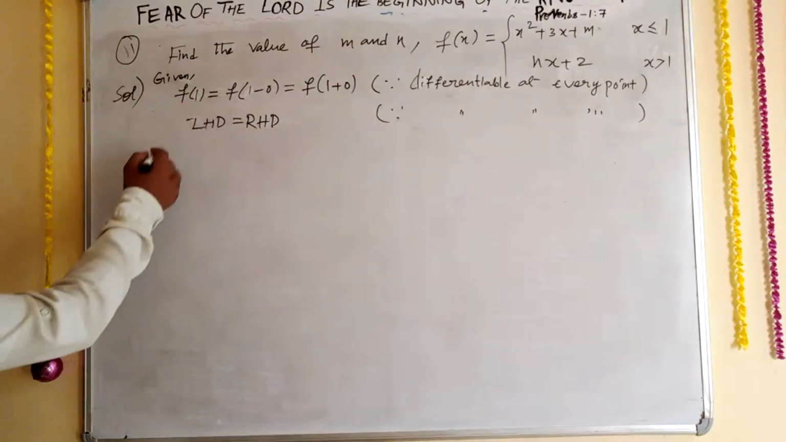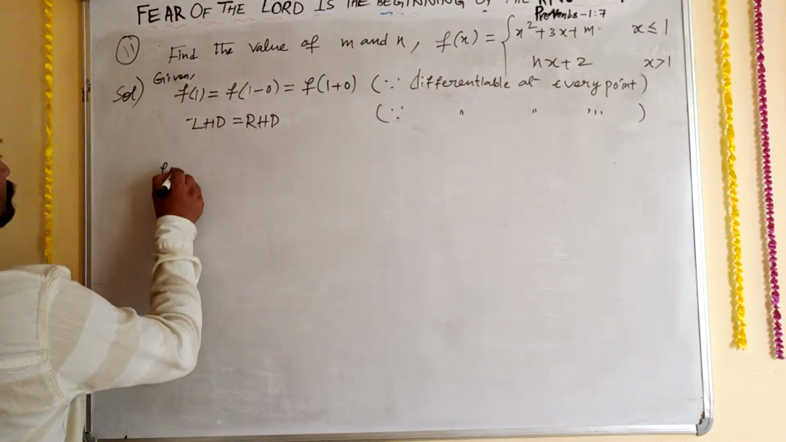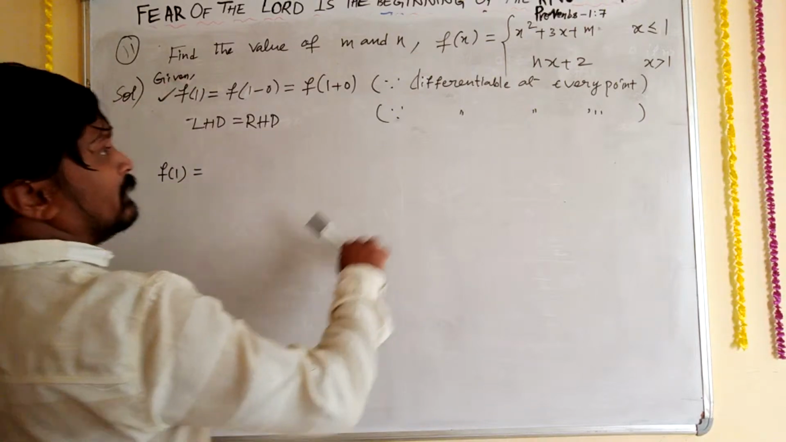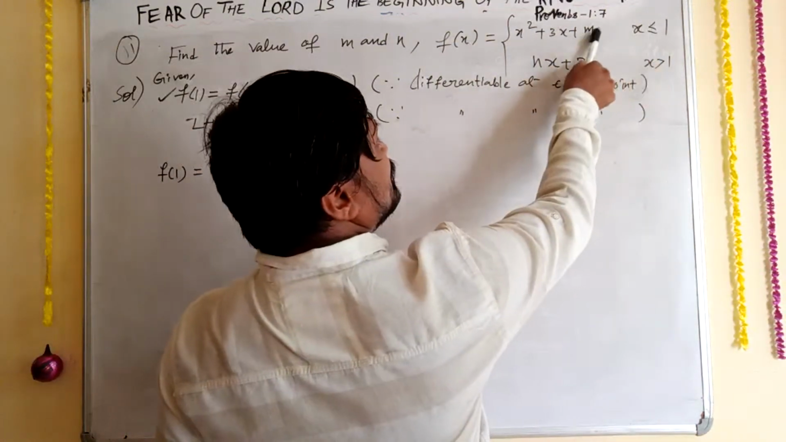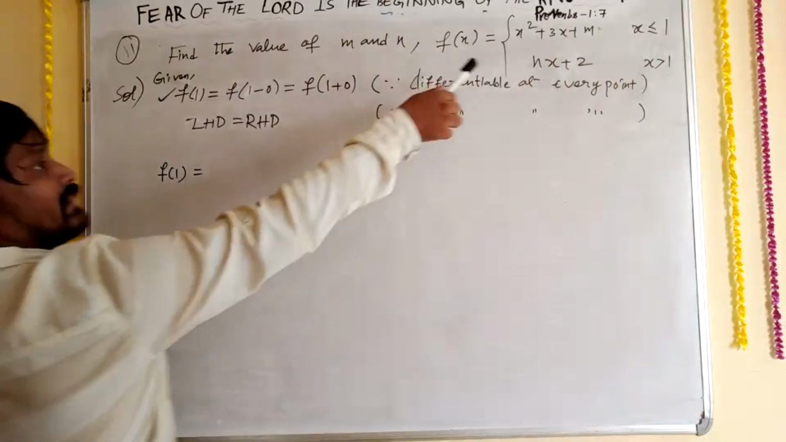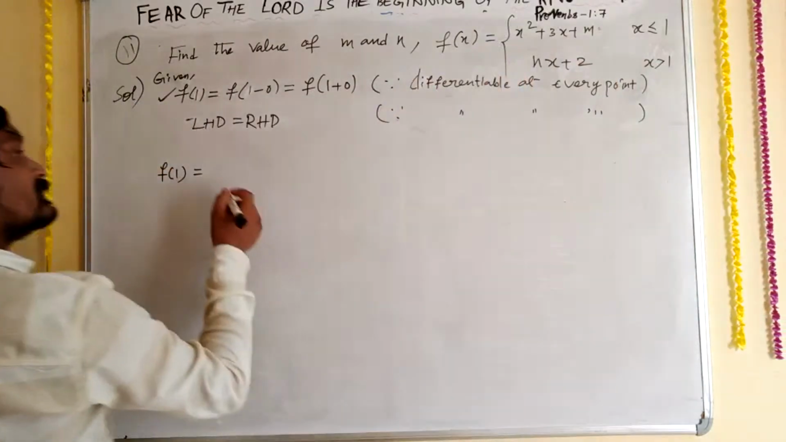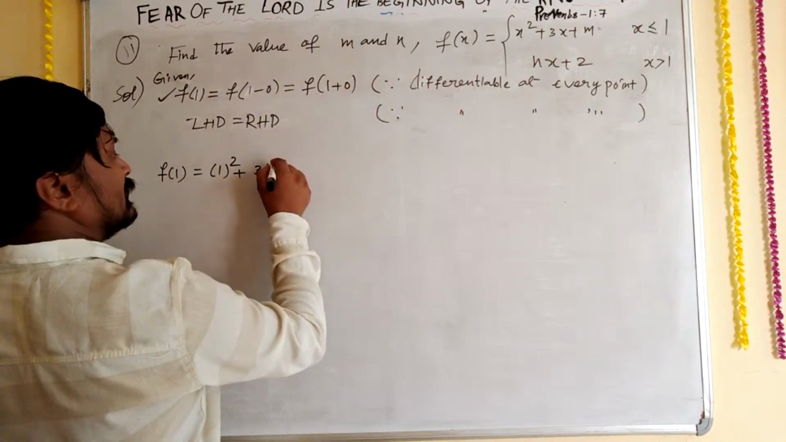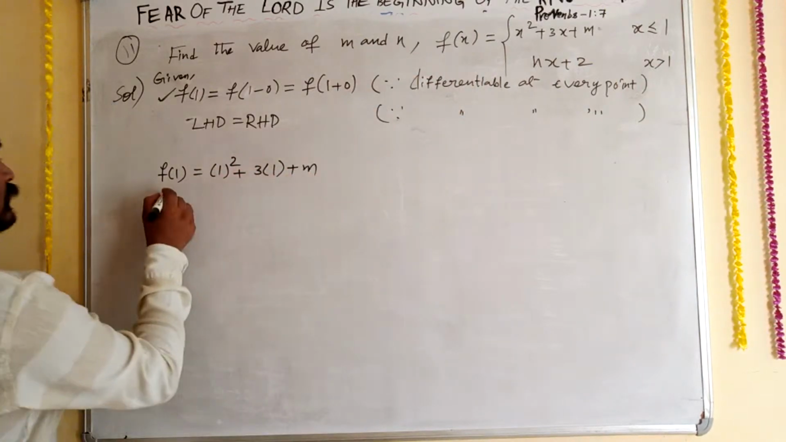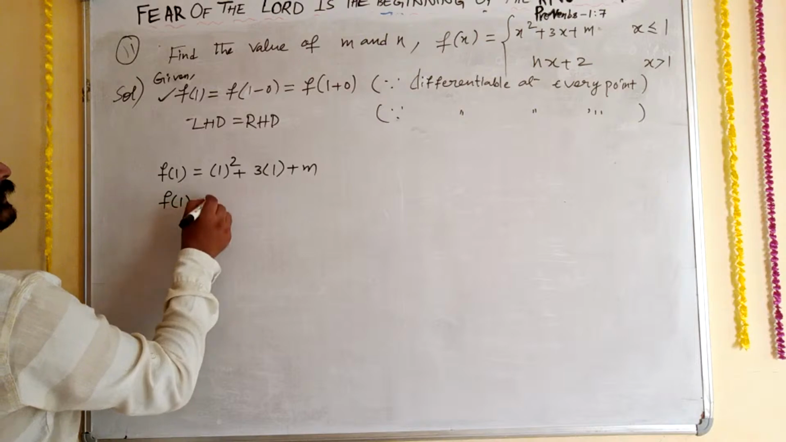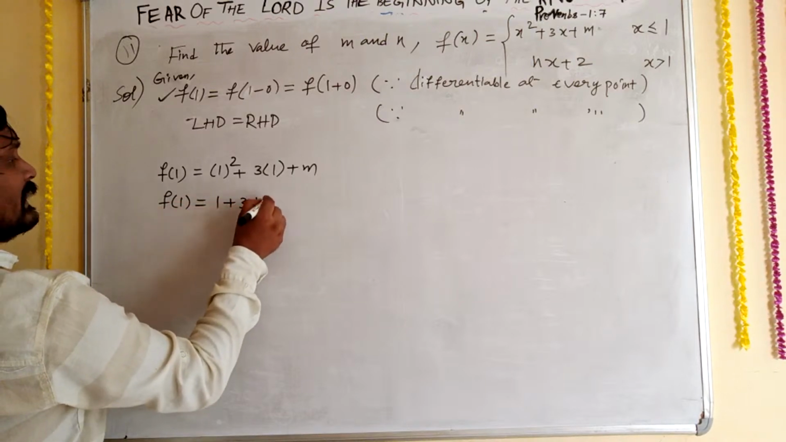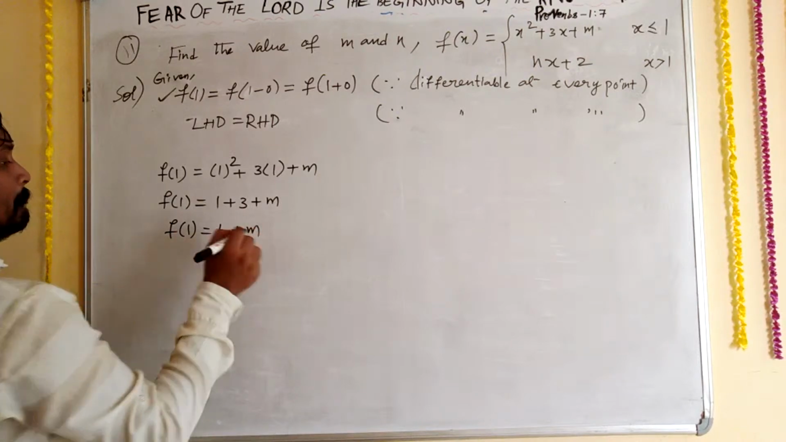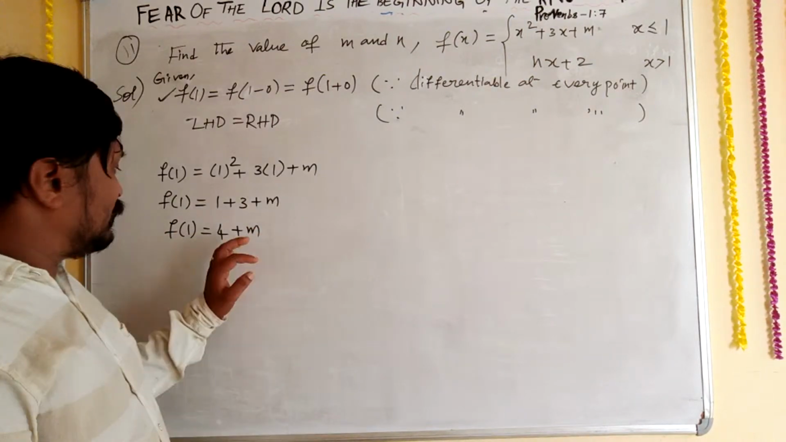So how to solve? Just observe. First find f of 1. I'm going for this first one. F of 1 is already given as equal to 1, so this is your equation. Wherever x is there, substitute 1. So now we can write 1 square plus 3 into x, which is 1, plus m. So f of 1 is equal to 1 plus 3 plus m. F of 1 is equal to 4 plus m. That is your first one.